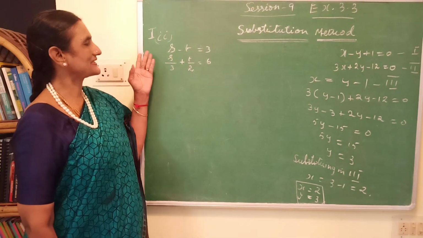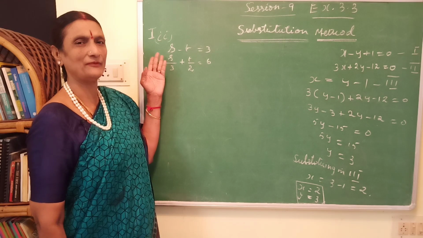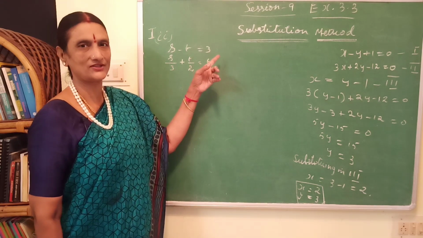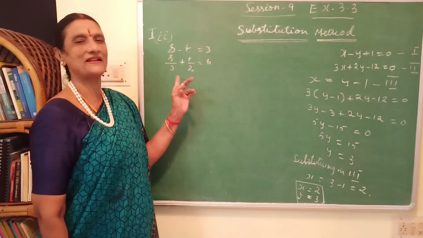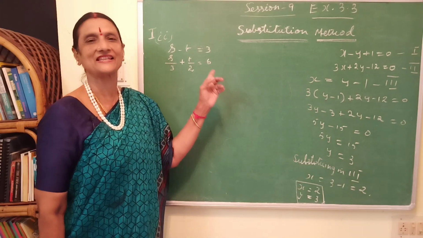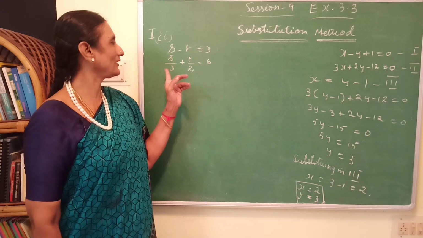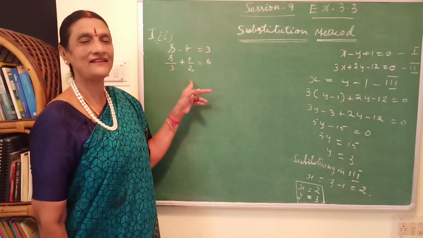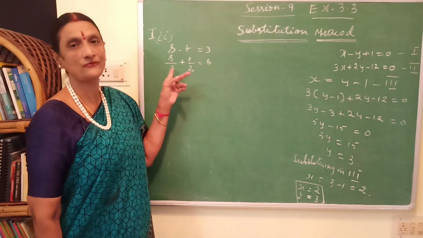Now let us go to the second subdivision. Please take down the sums in your notebooks. s minus t is equal to 3. s by 3 plus t by 2 is equal to 6, given. Now here the coefficients of the second equation are not integers. They are given to be fractions.